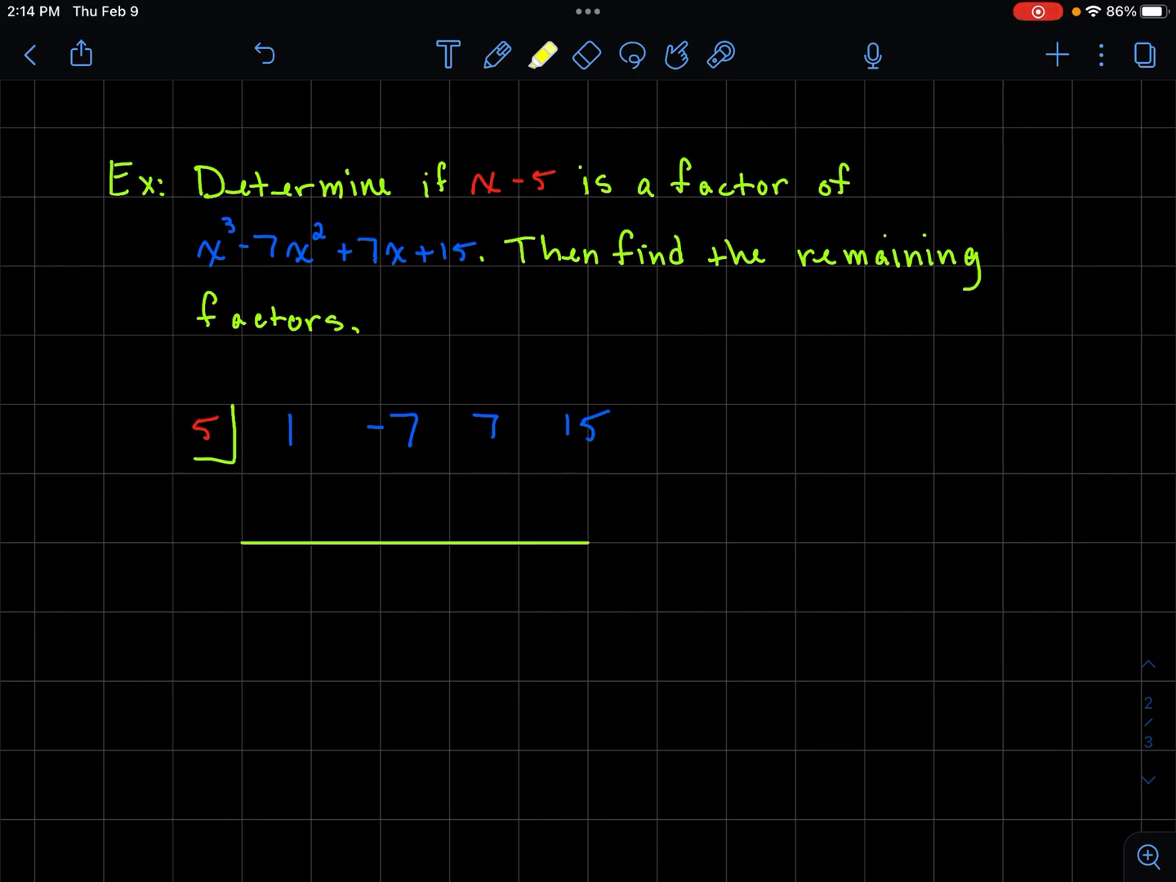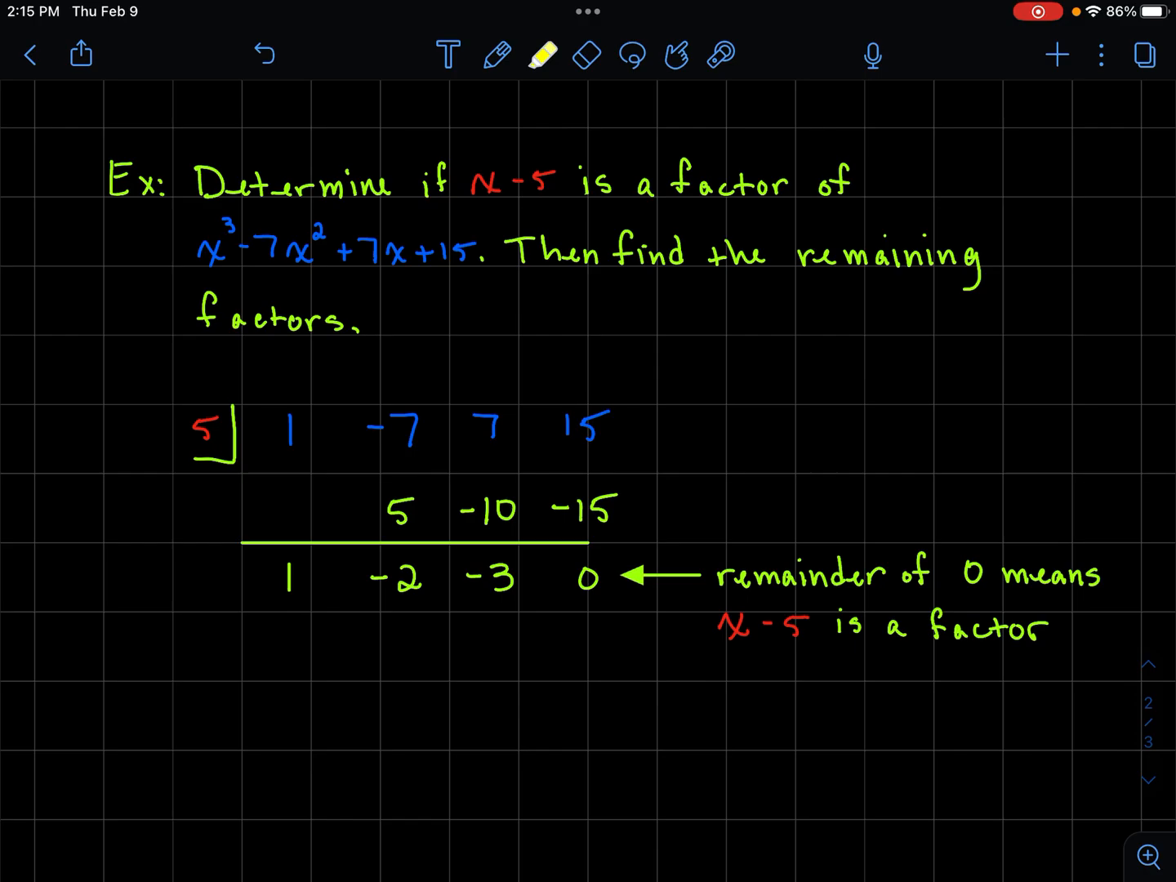Borrow all of the coefficients from our polynomial, which are 1, -7, 7, and 15. Continue all of our steps with synthetic division by dropping the first term, multiplying 5 and the 1 together, combining, multiplying, combining, multiplying, and combining. And then notice that we have a remainder here of 0.